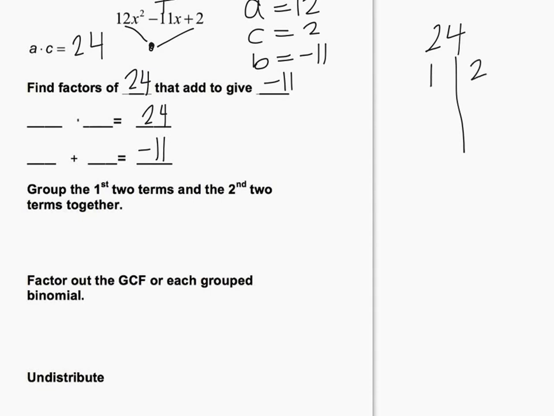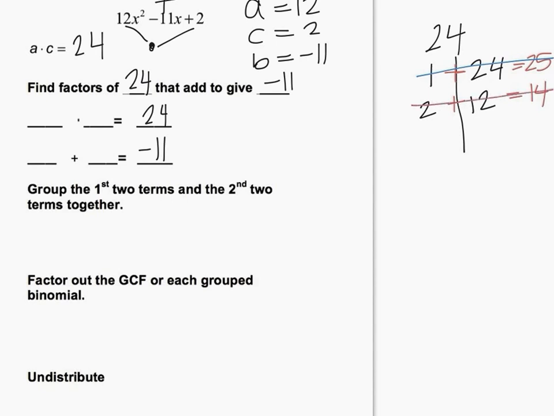1 and 24. But if you add them, you will get 25. So that is not what I want. What else multiplies to give me 24? 2 and 12. 2 times 12 is 24. But if I add them, that will give me 14. You see, I'm getting closer.